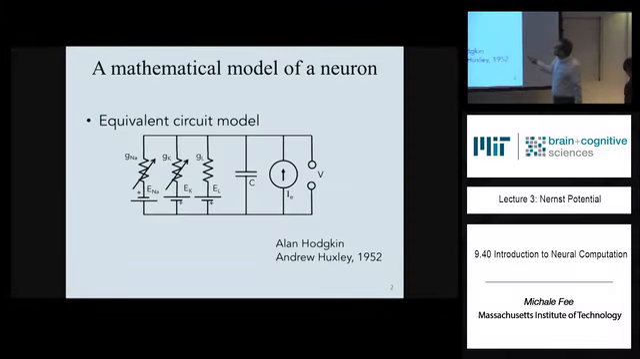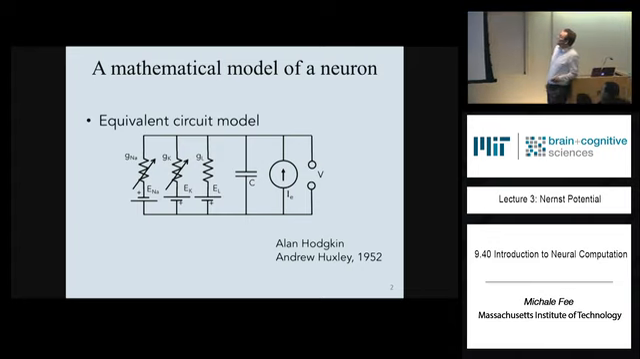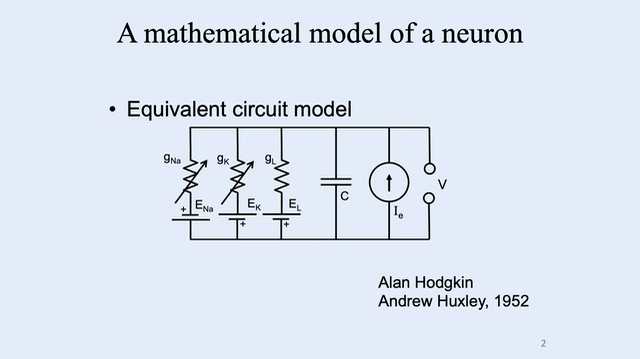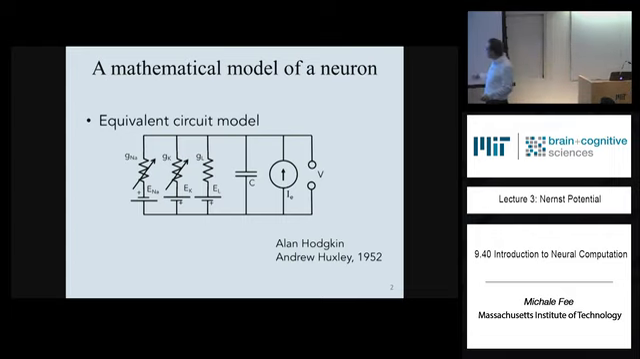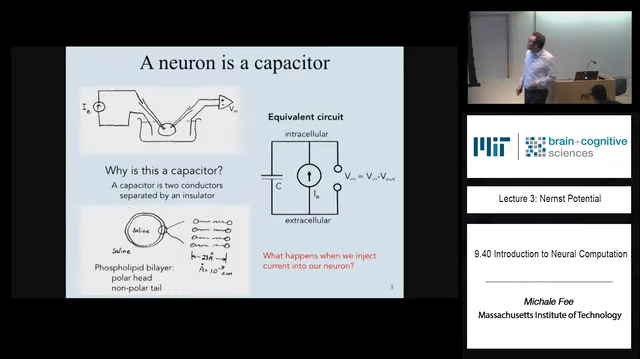So we are going to continue today developing our model of a neuron. Again, this is called the equivalent circuit model, and it was developed by Alan Hodgkin and Andrew Huxley in the 40s and 50s. Let me just give a brief recap of what we've covered in the last couple lectures.